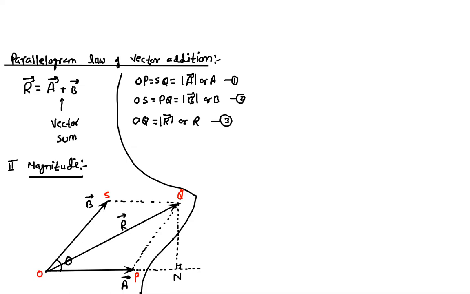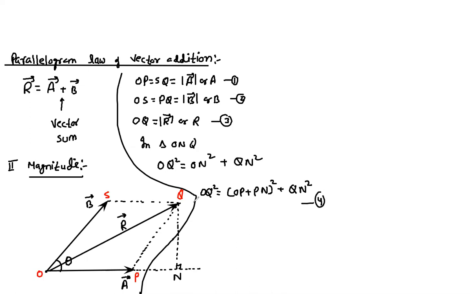Now if I consider this triangle ONQ, it is a right angle triangle. Your aim is to calculate OQ in terms of the given parameters, which are the sides of the parallelogram and the angle between them. In triangle ONQ, I can use Pythagoras theorem: OQ squared is ON squared plus QN squared. We can write ON as OP plus PN. So OQ squared is (OP plus PN) squared plus QN squared.